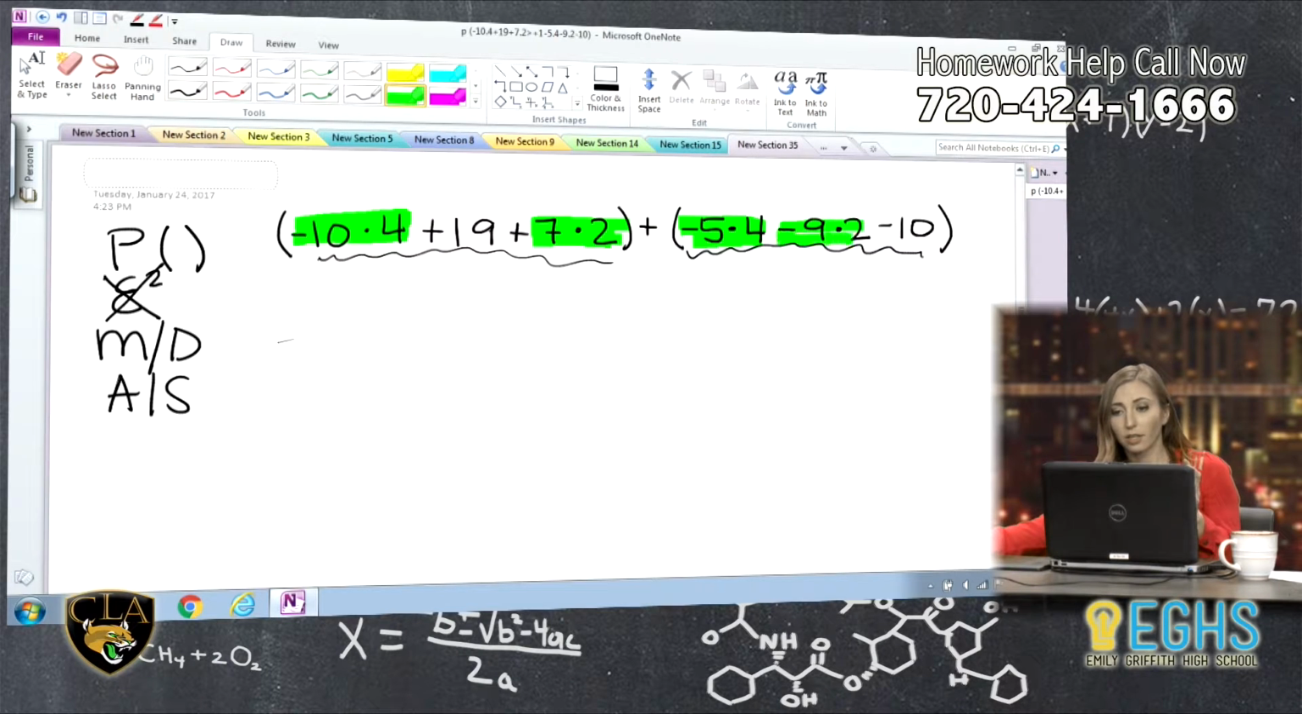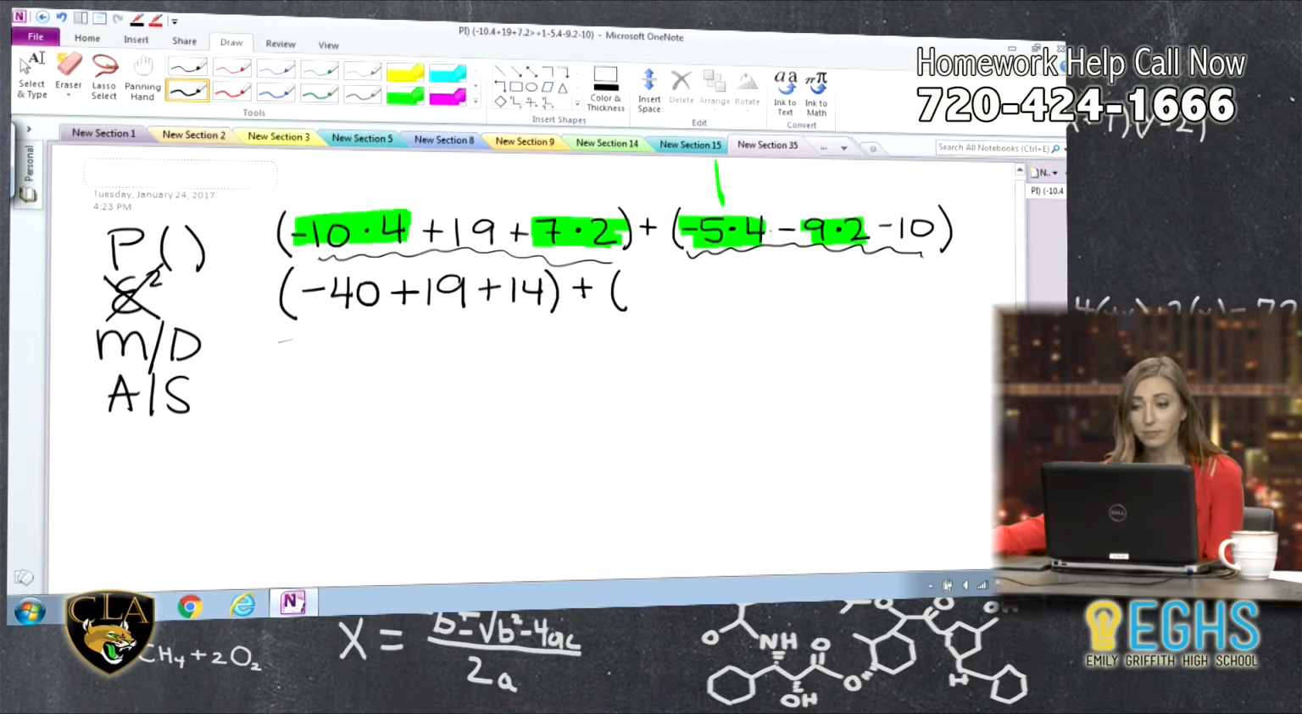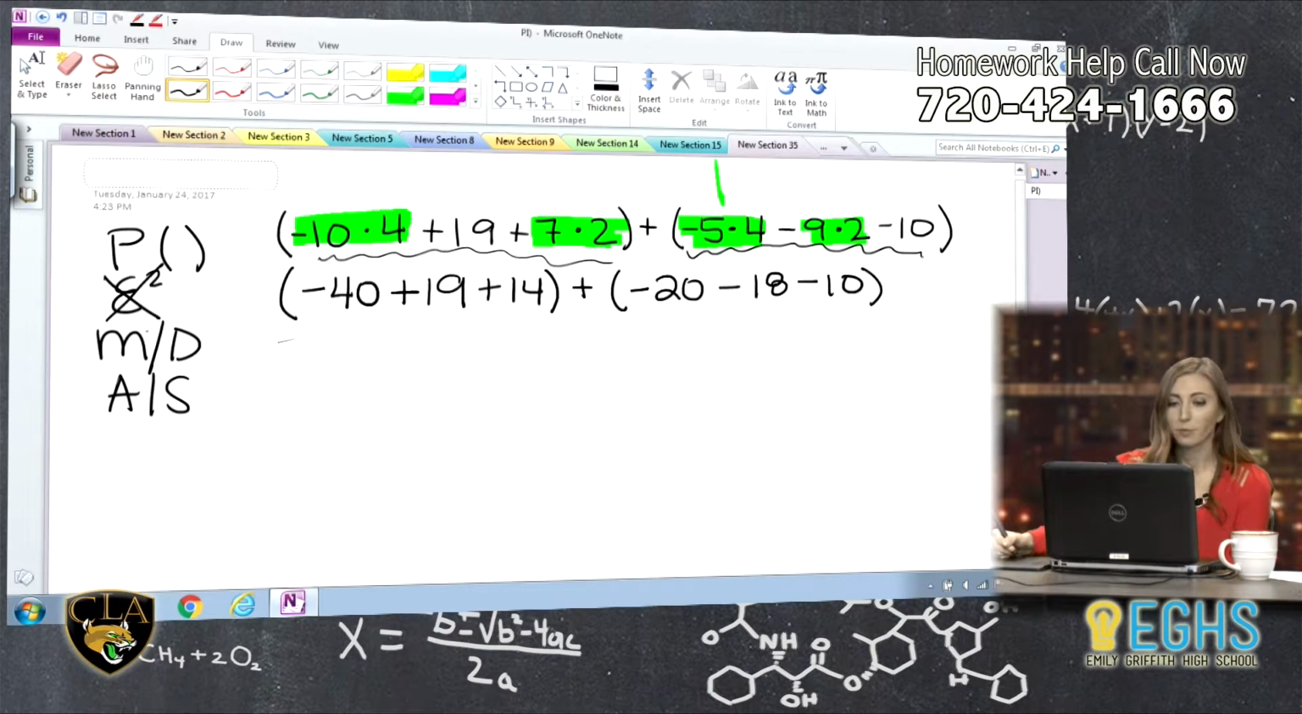So I might do just this part. All right, we'll tackle that all at once. First we have the negative 10 times the 4, which gives you negative 40. Anything that you don't do in that step just gets copied down next to it. We don't touch it. And then plus the 7 times 2, which is 14. Over here, we're going to do the negative 5 times the 4, so we get negative 20. Then minus, that gets copied down, 9 times the 2, which is 18, and then minus the 10. So we just handled all of our multiplication.